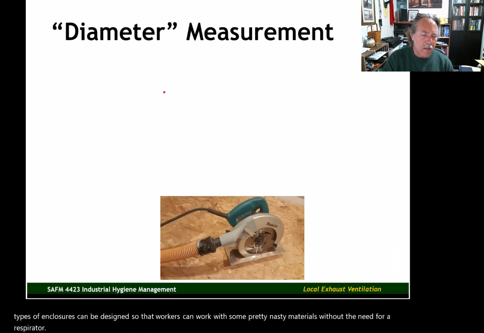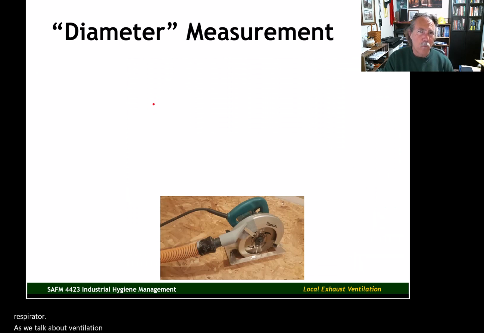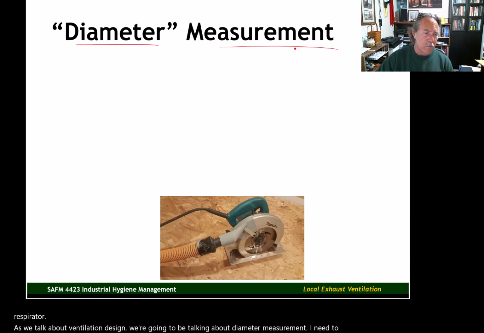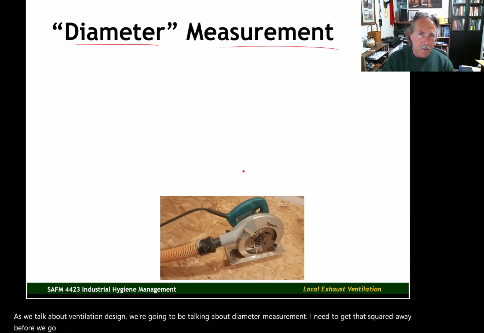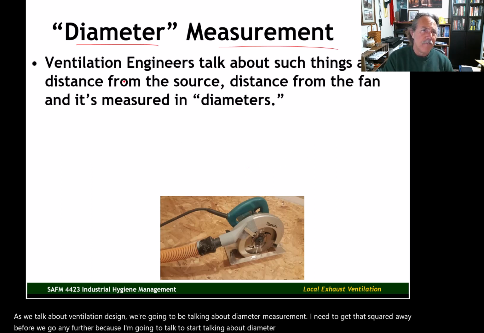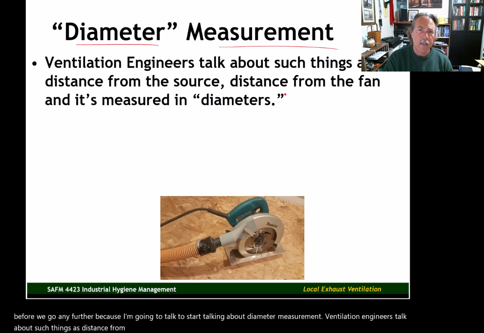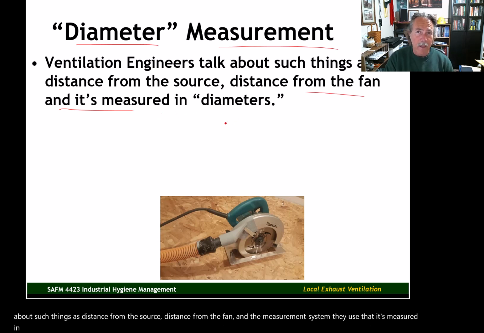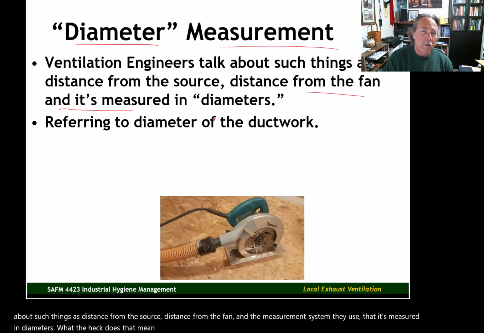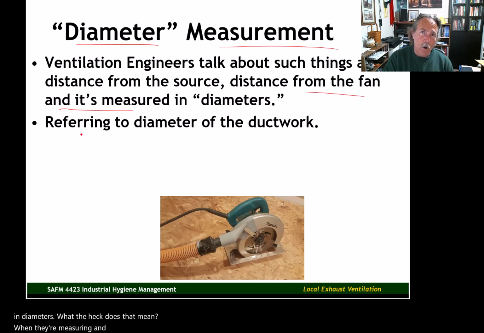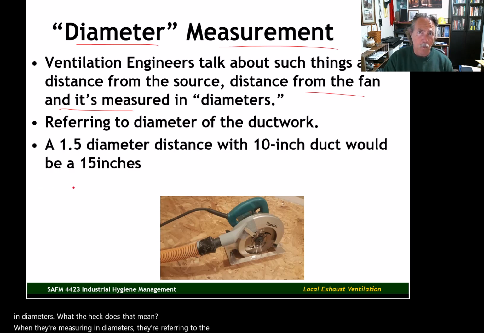As we talk about ventilation design, we're going to be talking about diameter measurement. I need to get that squared away before we go any further. Ventilation engineers talk about such things as distance from the source and distance from the fan, and the measurement system they use is measured in diameters. What the heck does that mean? When they're measuring in diameters, they're referring to the diameter of the ductwork.